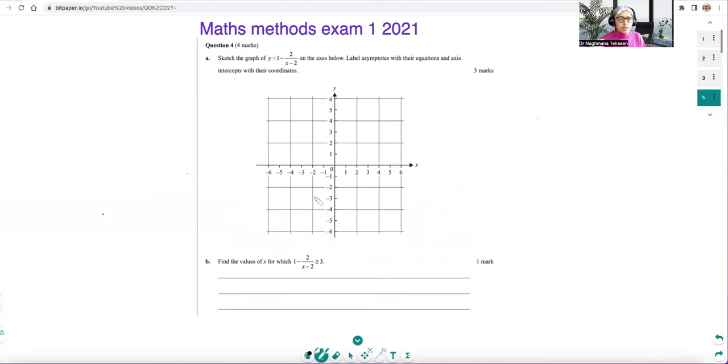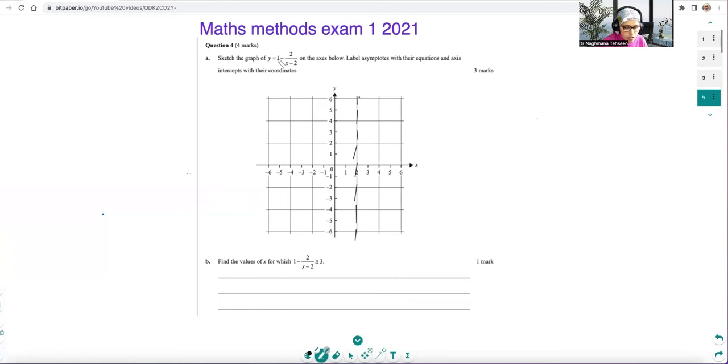We have to sketch the graph on the x-axis, and label the asymptotes and intercepts with their coordinates. So make sure we label everything. We have this graph. We see that this is a hyperbola function, which has been translated 2 units to the right. So that's the asymptote. You draw the asymptotes there first. So that's our asymptote.